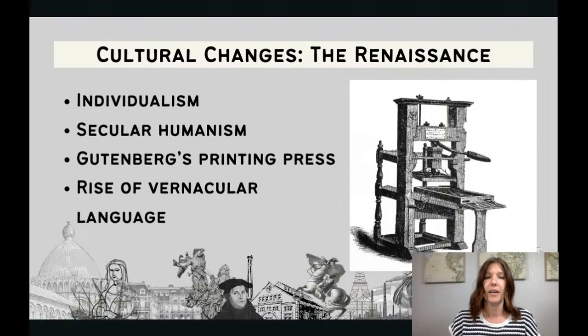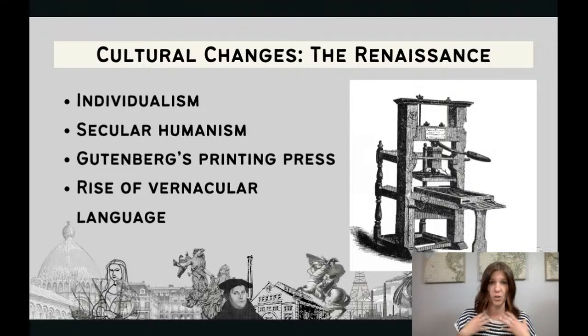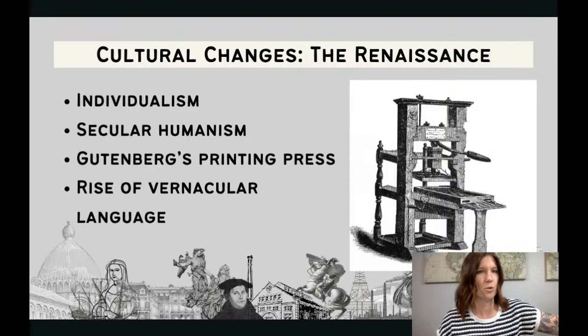And this goes hand in hand with secular humanism. Secular is a word that you need to know. It just means worldly. So you can think about it as the opposite of religious. So again, rather than just focusing on religion and theology, we are now focusing on ourselves and what we as humans are capable of doing that doesn't even necessarily relate to religion.